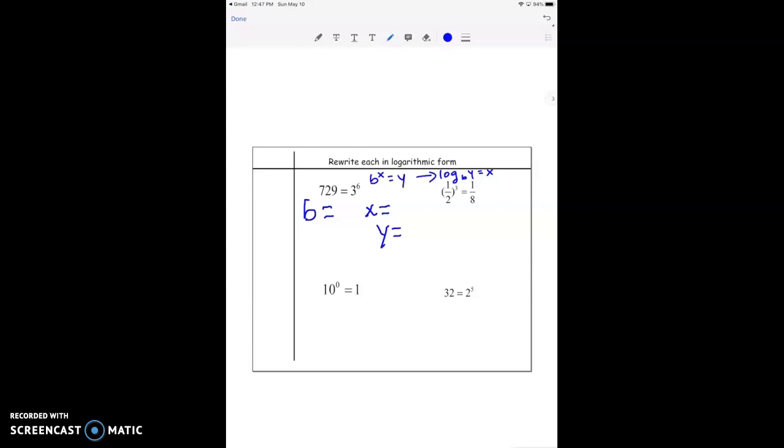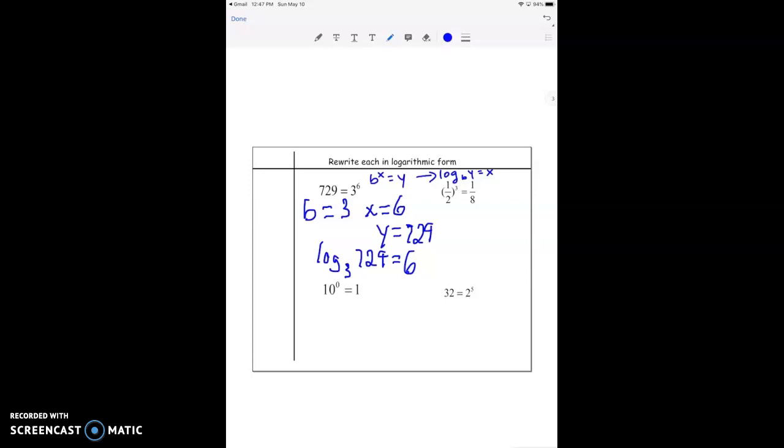Okay, so really quickly, my b is 3. My x is 6, and my y is 729. And it's literally just transferring it into the new formula. So log base b of y equals x. So log, my b is 3, y was 729, and it's equal to x, which was 6. So guys, it's literally just transferring over. Okay, it's not that bad.